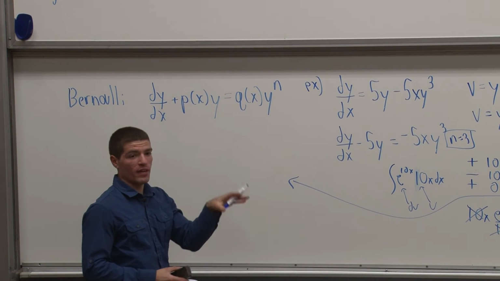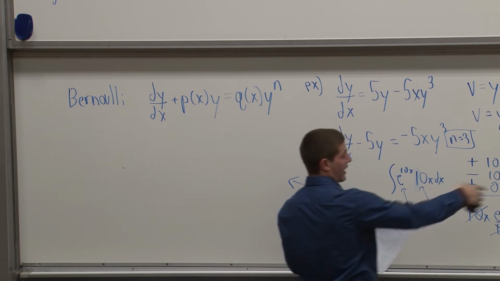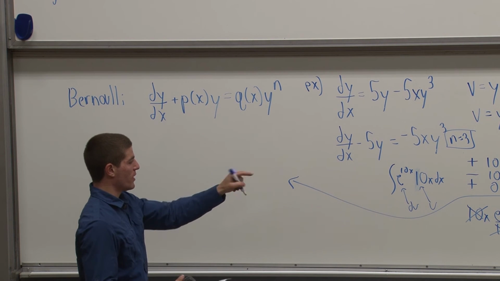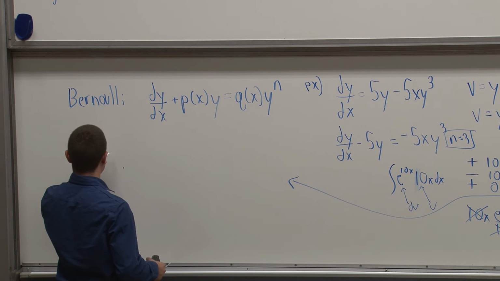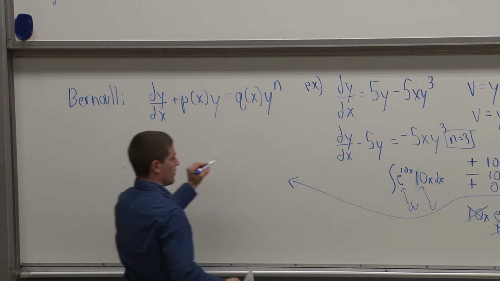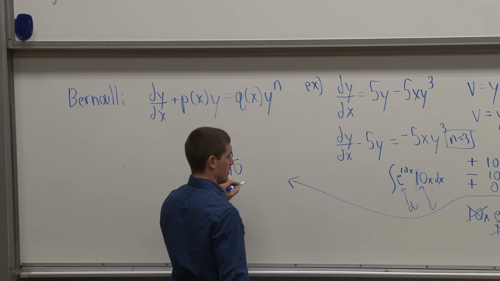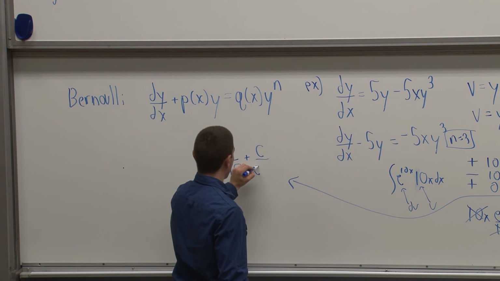So now we need to find v. We're going to find v, and then we're going to put in this association back, so we can find a relationship between y's and x's. So we could divide e to the 10x by both sides. So we end up with x minus 1 over 10 plus c over e to the 10x.